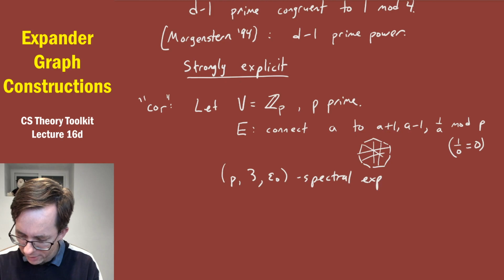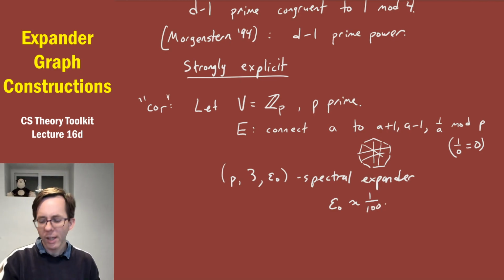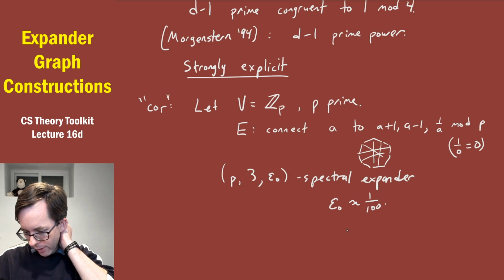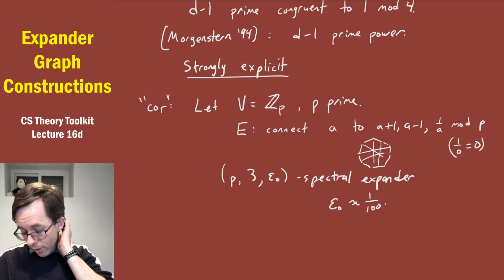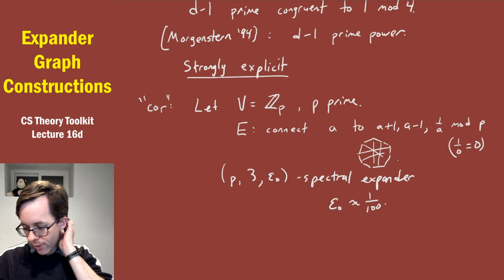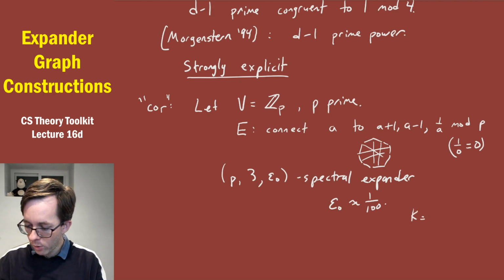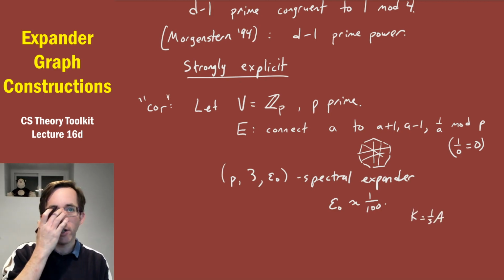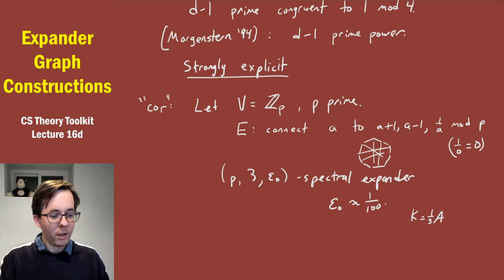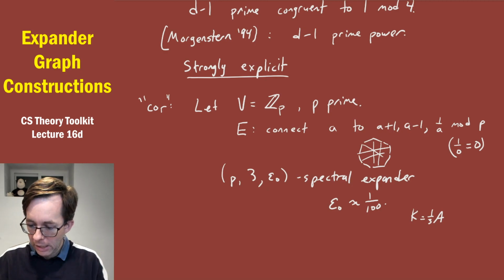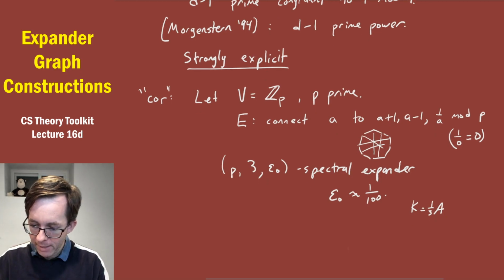And the epsilon 0 is really not great. I think it's like 1 over 100 or something. But hey, it's a positive constant. Remember that means the second smallest eigenvalue of the Laplacian of this graph is at least 1 over 100, or the second largest eigenvalue of the normalized adjacency matrix is at most 99 over 100. Okay, so that's all I wanted to say about Ramanujan type expanders.